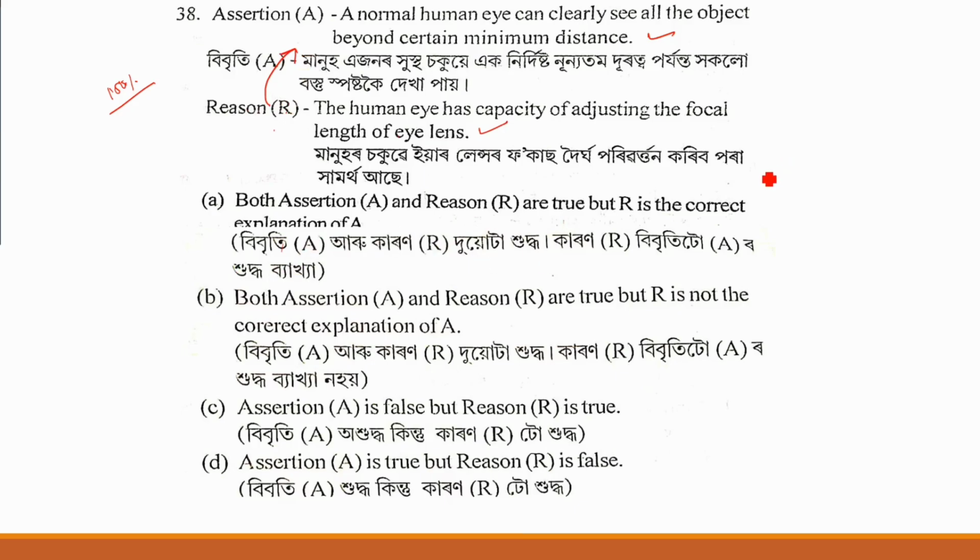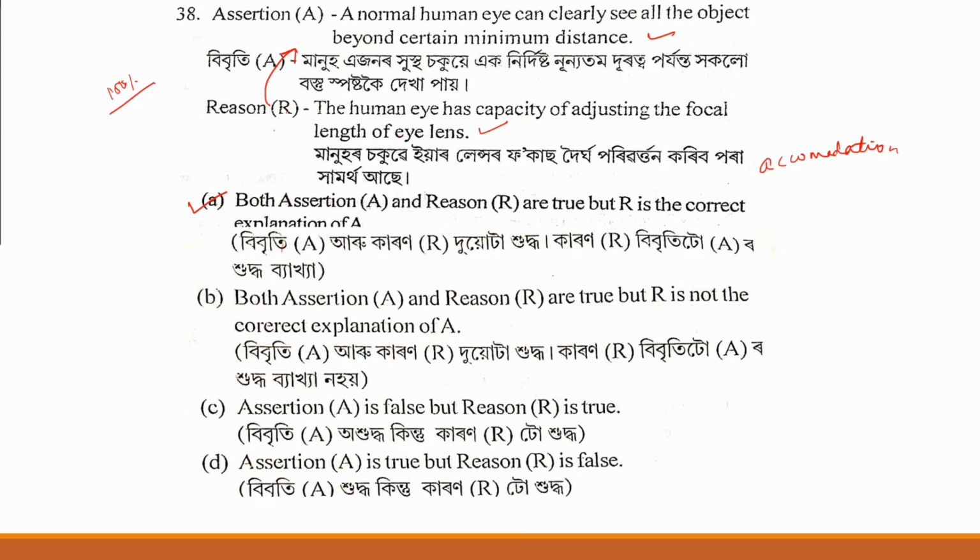This ability is called accommodation. The ciliary muscles in the eye help adjust the focal length. When viewing a distant object, the ciliary muscles relax, but when viewing a nearby object, they strain. Alright, so what will be our correct option? Both assertion and reason are true, and R is the correct explanation of A. So our correct option will be A. Both assertion A and reason R are true, and R is the correct explanation of A. So I hope you are understanding the questions. Now we will proceed with the next MCQ.